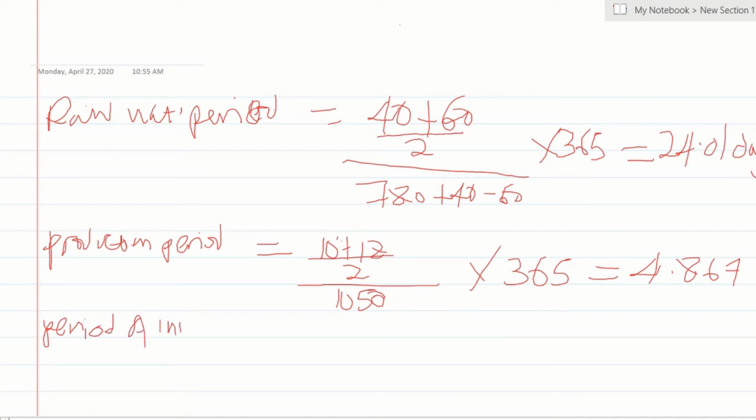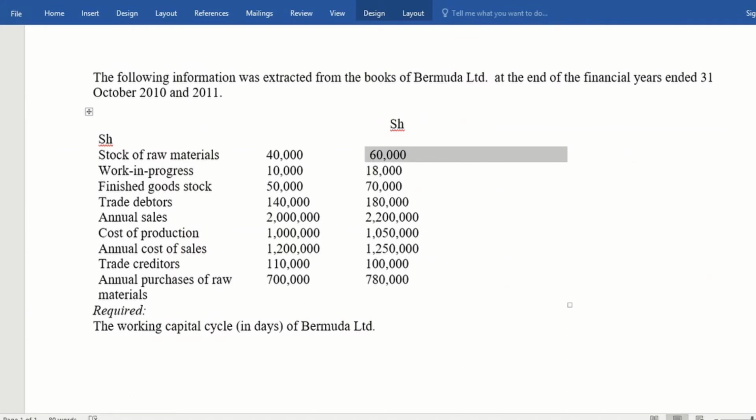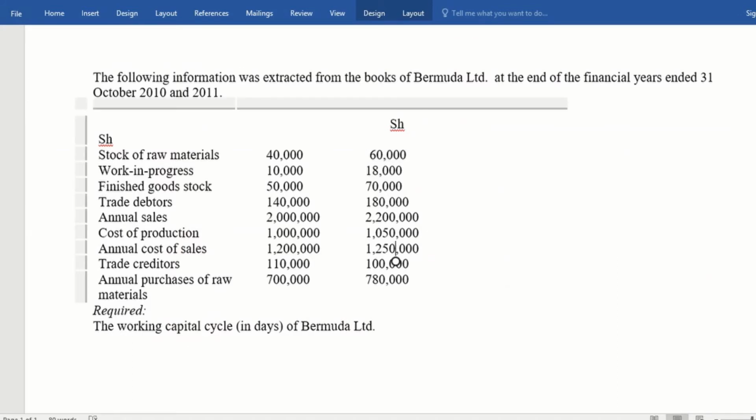The next one is the inventory period, or we call it the period of inventory. The handwriting looks funny because I'm writing on a computer screen. Divided by 2, then we have to divide the entire thing by 1250. What does the ratio say, by the way? For the period of inventory, we take the average finished goods, the opening plus the closing, that is 70 plus 50 divided by 2. Then we divide the entire thing by cost of sales. The cost of sales has been given. You can confirm from here that the cost of sales is 1250.